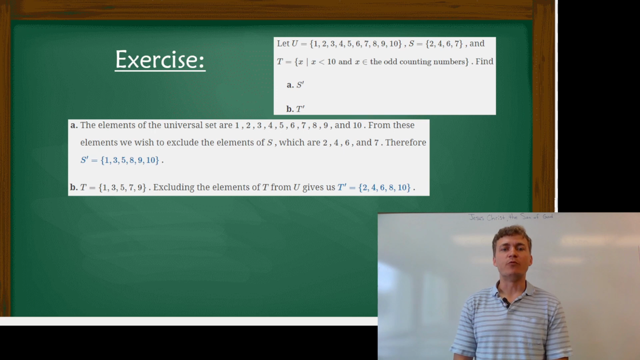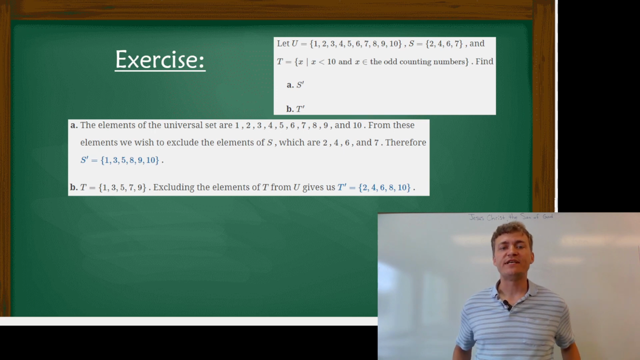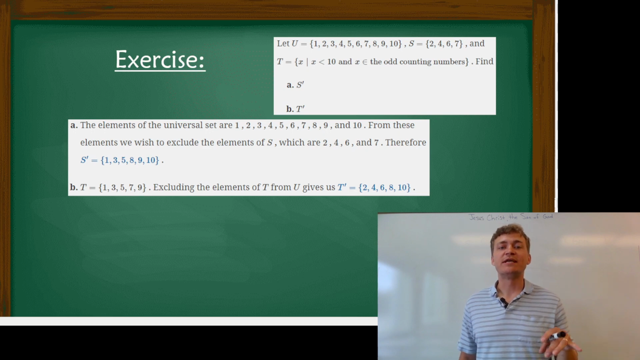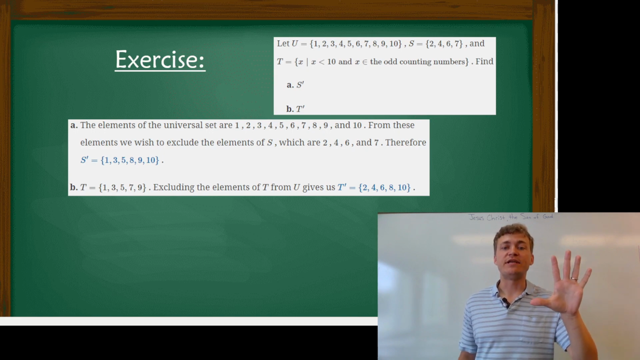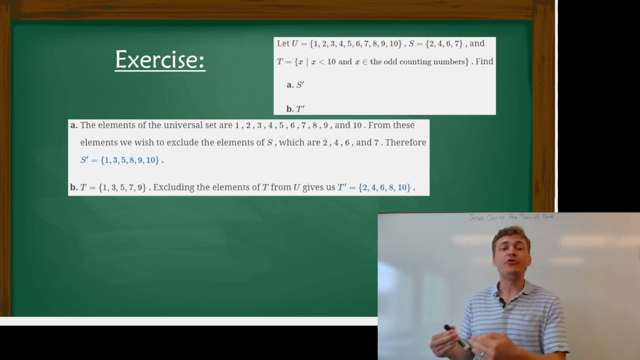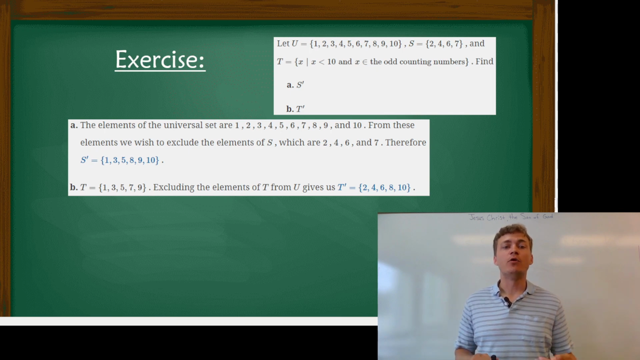Now, what about part B? First off, in order to find the complement of T, let's define T itself. They give us the set builder notation. Let's use the roster method. All odd counting numbers, so natural numbers less than 10 that are also odd. That's 9, 7, 5, 3, and 1. So the set T consists of the odd numbers 1, 3, 5, 7, and 9. So what numbers are in the universal set that are not 1, 3, 5, 7, and 9? It's every other number: 2, 4, 6, 8, and 10.